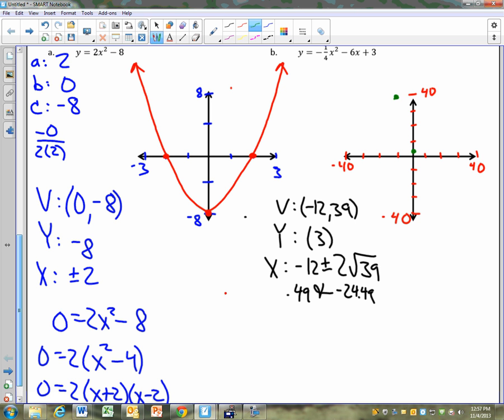Now 0.49 on the x-axis. You tell me when I reach about 0.49 on the x-axis. Yeah, right after. That's not even a full value, and each one of those tick marks is 10, so it'll be pretty close there. And then negative 24.49, so 10, 20, not quite 25. There you have it, and you get your parabola. That's how we graph them.